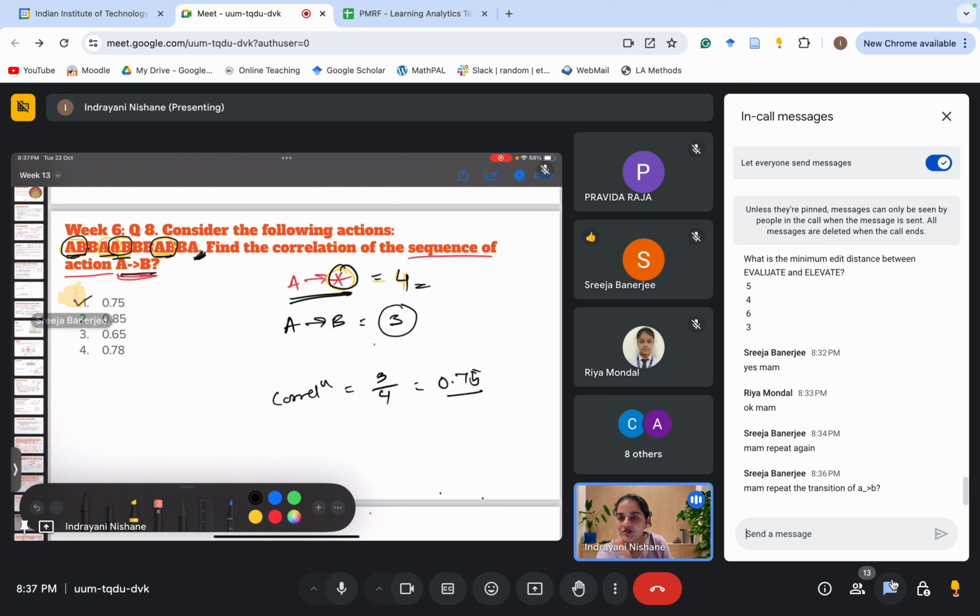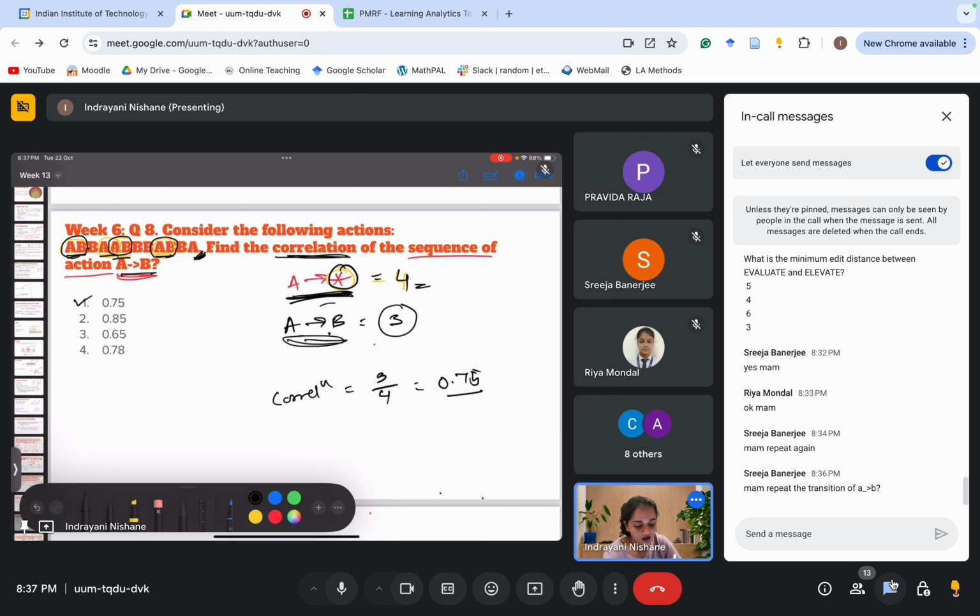Okay. So this was the sequence given. Now we are supposed to find the correlation. Correlation is also very similar. Correlation is exactly the probability that A and B occur together, that this sequence, this pattern, is occurring. So we have to find the probability of that, and we will find it in a very similar way.